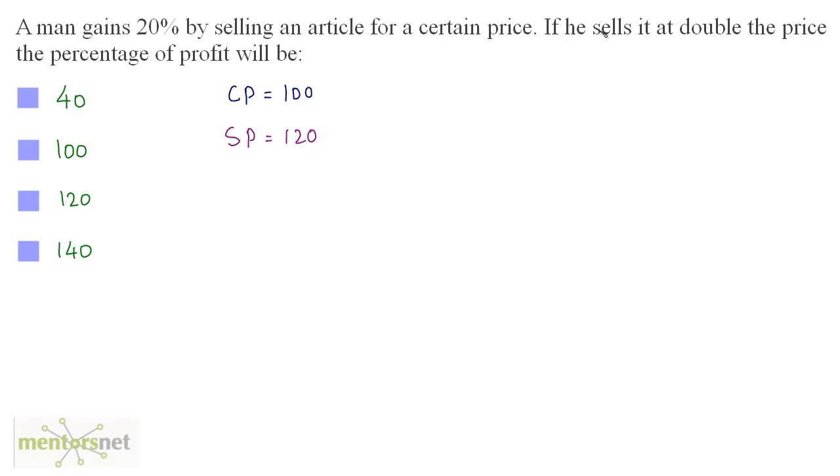Now this man sells this article at double the price. So the new SP, the new selling price, is equal to double the previous selling price. So double the 120 is equal to 240. So the new selling price is 240 rupees. Now we have to calculate what the profit percentage is if the article is sold at this new selling price. So let us first calculate the profit.